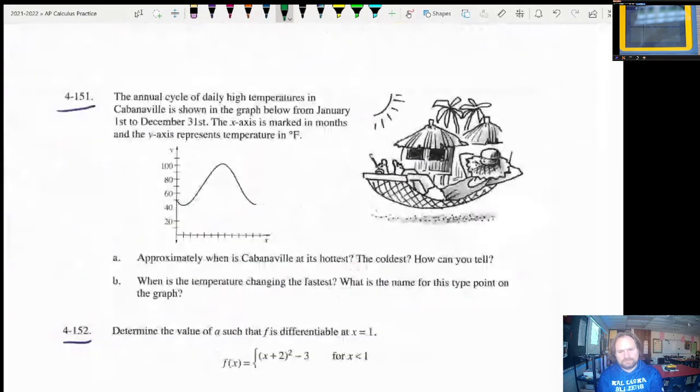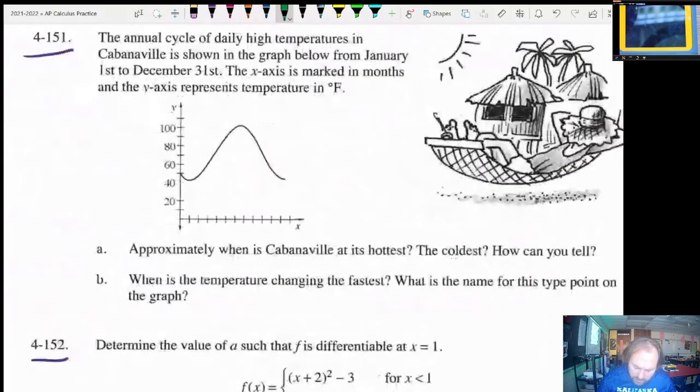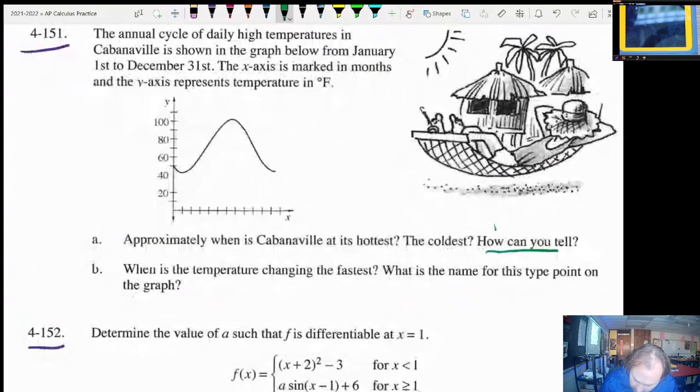Let's go to 151. The annual cycle of daily high temperatures in Cabanaville is shown in the graph below from January to December 31st. The x-axis is marked in months, and the y-axis represents temperature in degrees Fahrenheit. Approximately when is Cabanaville at its hottest, and how can you tell? Well, this is the degree of temperature, so all we're looking for here is, how can I tell? I'm looking for the maximum point. This is not a derivative graph. This is a position graph. So I'm looking for this point right there.